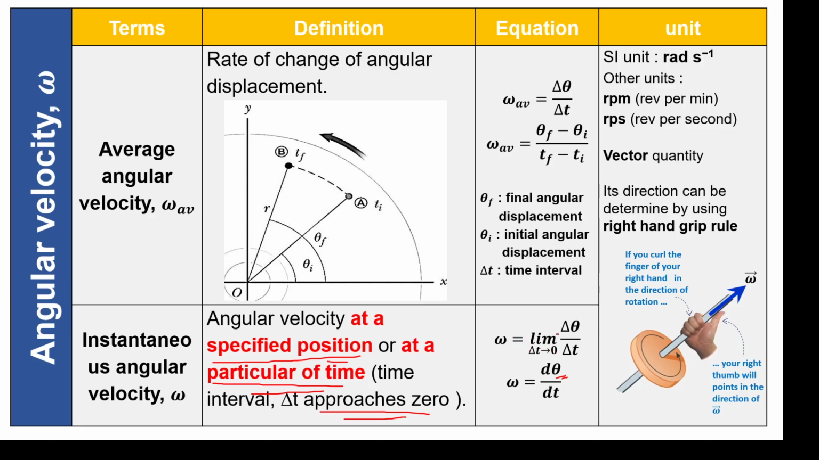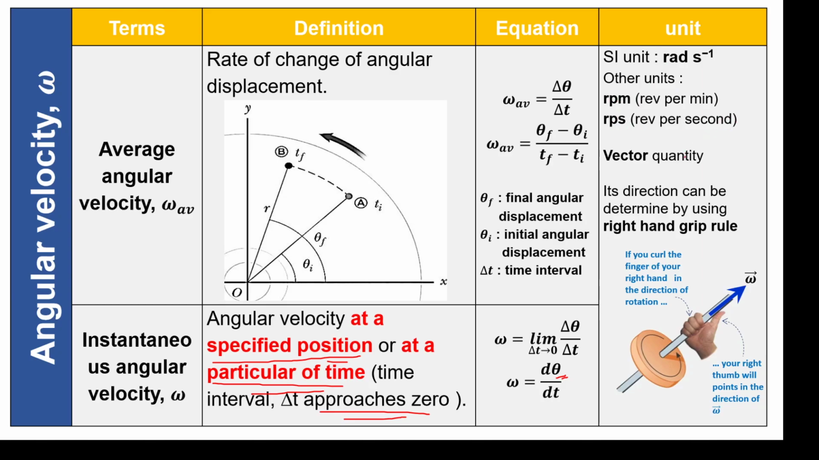Okay, so what's the unit of angular velocity? We learned in our previous slide that the unit of angular displacement is the radian. But now, since we're dealing with per unit time, the unit here is radian per second. And there's also revolution per minute or revolution per second.